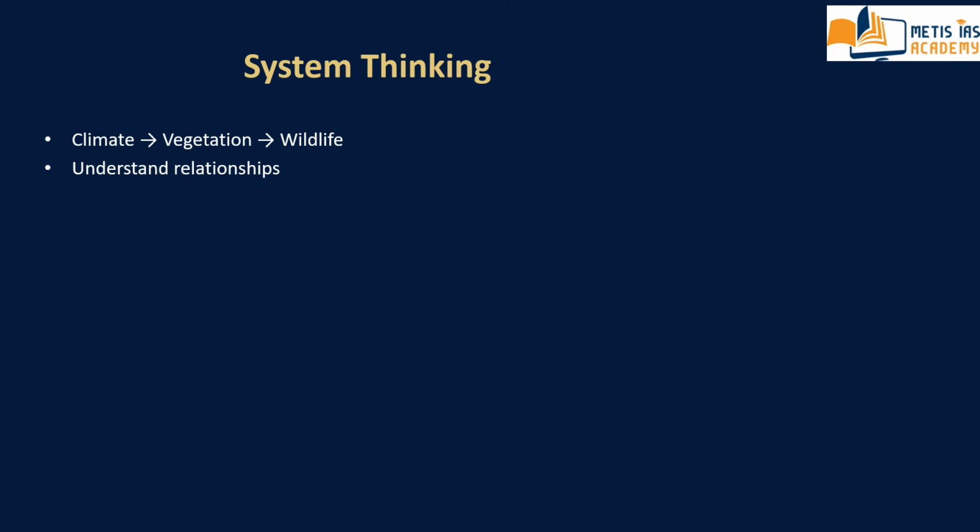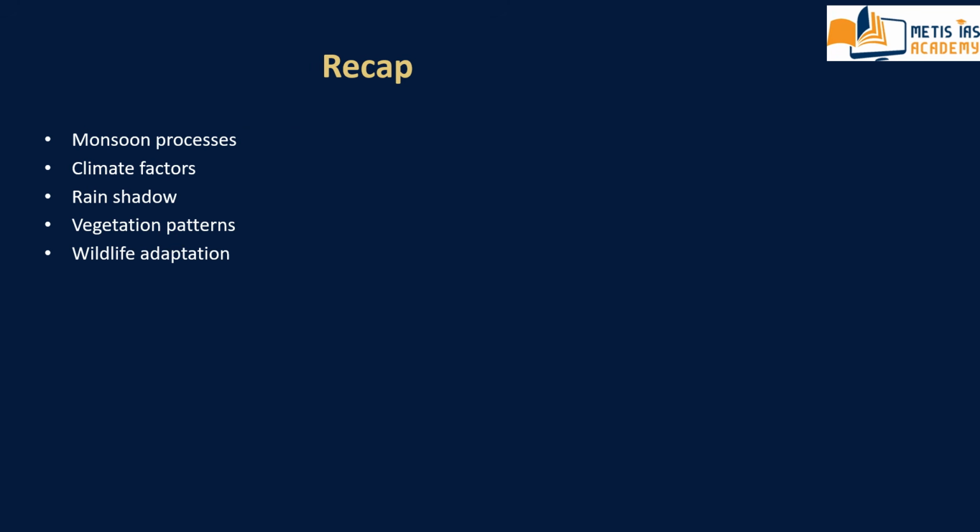Why does this chapter matter for UPSC? UPSC may test monsoon processes, climate controls, vegetation patterns, regional examples, and conceptual relationships. Clarity here strengthens your analytical foundation, so it has to be very clear.